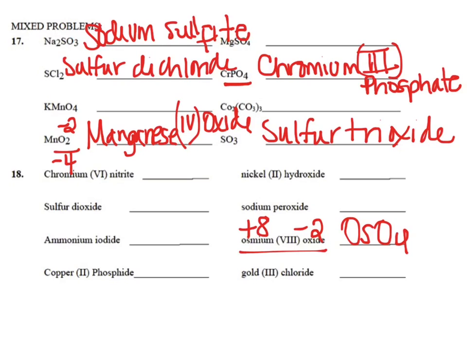Yes. Peroxide is just O2, right? It wasn't on the polyatomic list? Peroxide is O2 with a -2 charge. So this would be Na is a +1, and this is O2 with a -2. Na2O2.